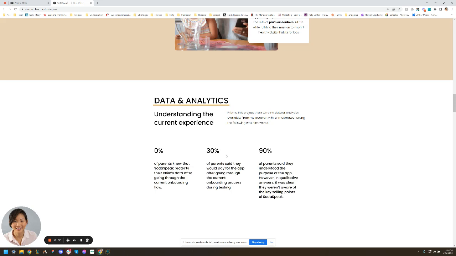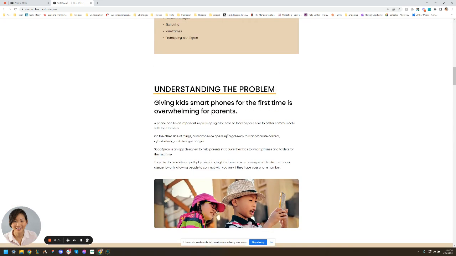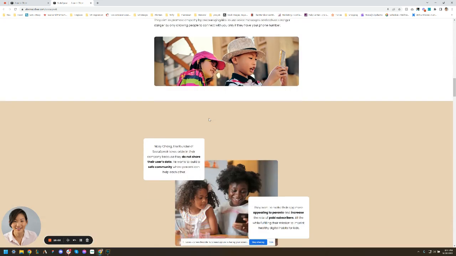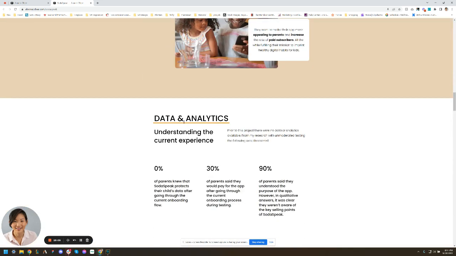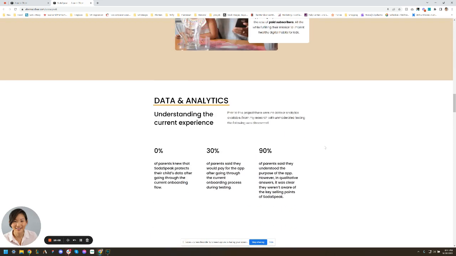Right here in this case study, you are breaking it down by process. The first thing in the process is understanding the problem, and in order to do that, you collected some data and analytics, right? And after you did that, you did some research methods. But let's start breaking it down by the progress of the product and how the product was created. So all right, cool. You collected some data and some analytics. Cool, you're understanding the current experience, but why?